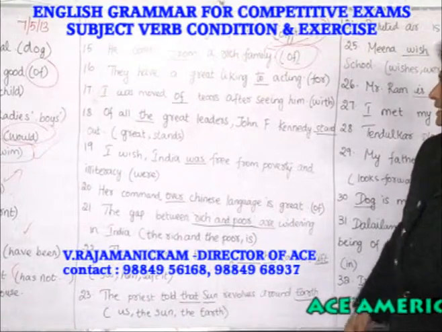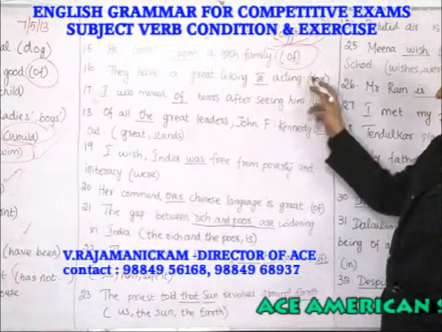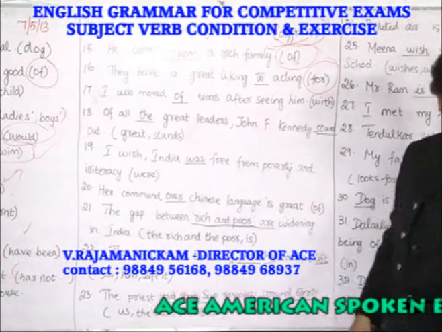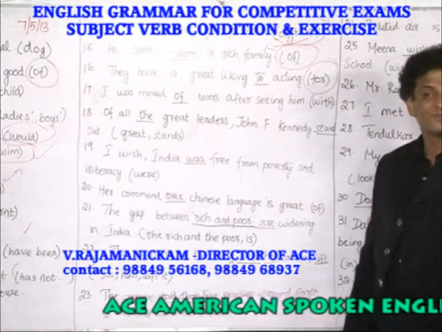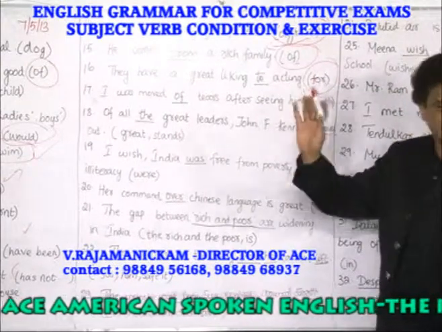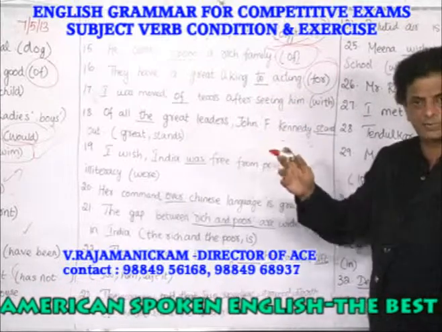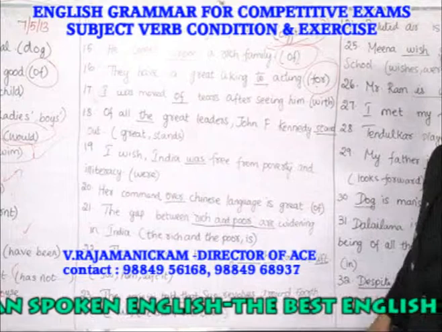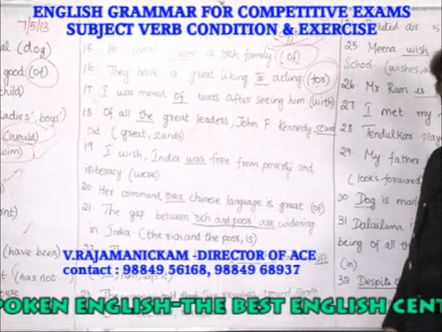So, they have a great liking to acting. Why do you have to use "they have a great liking for acting"? Anybody? Because after "to" the verb, present tense verb only should come. "To act" should come, it is acceptable. "To Chennai" can come, it is acceptable. But "to acting" is wrong. Only you have to use "for acting," "for dancing," "for playing," "for watching," "for going."